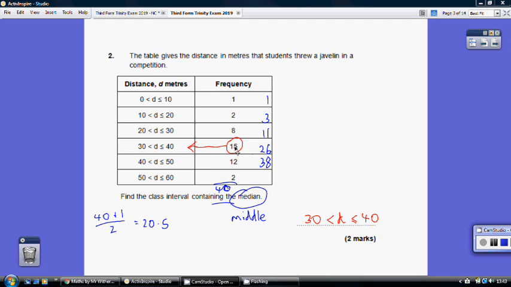So what were they doing, throw a javelin? How far did they throw a javelin? They threw it this distance, so we just copy out this bit here. So D is greater than 30 and less than or equal to 40.